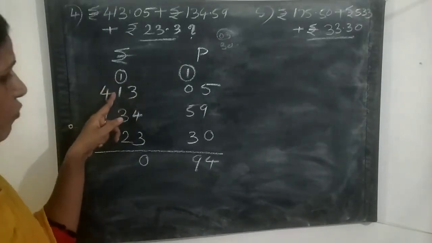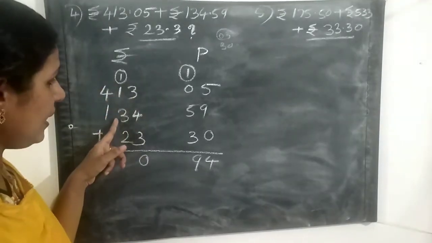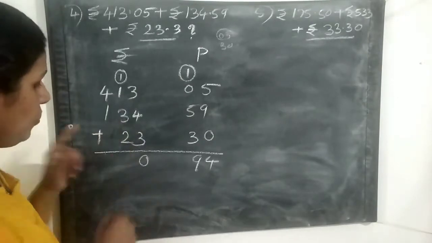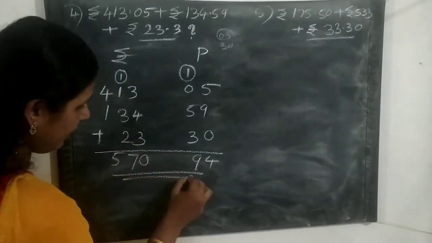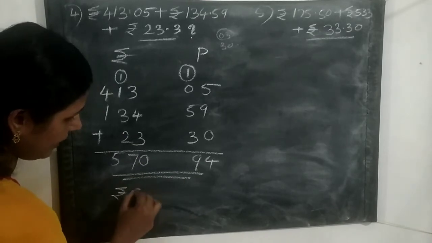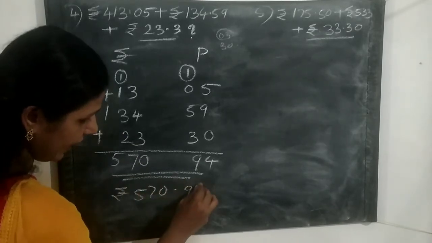Okay. Then 1 plus 1, 2. 2 plus 3, 5. 5 plus 2, 7. Then 4 plus 1, 5. So here we get the result as rupees 570.94.